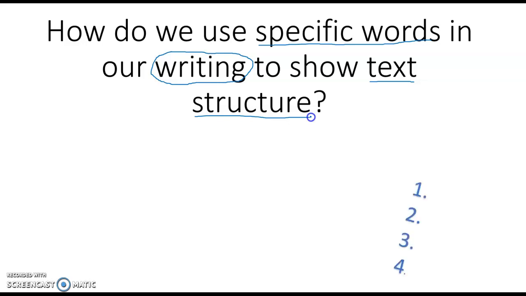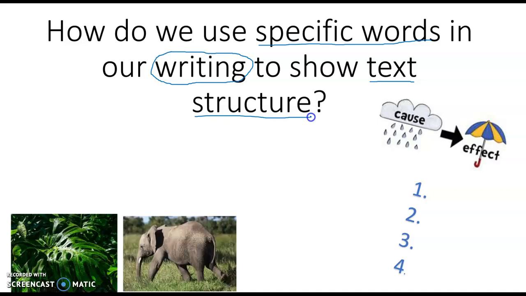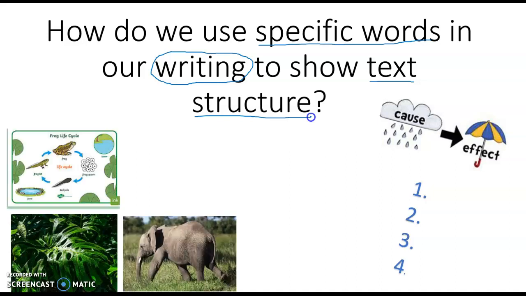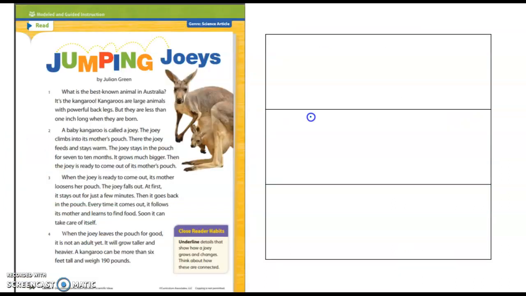So maybe they're connected through sequence. Maybe they're connected through cause and effect. We're also focusing again on those scientific texts, so texts that tell us about a scientific topic. We are using Jumping Joeys again today. You're going to be reading Jumping Joeys on your own to someone at home.